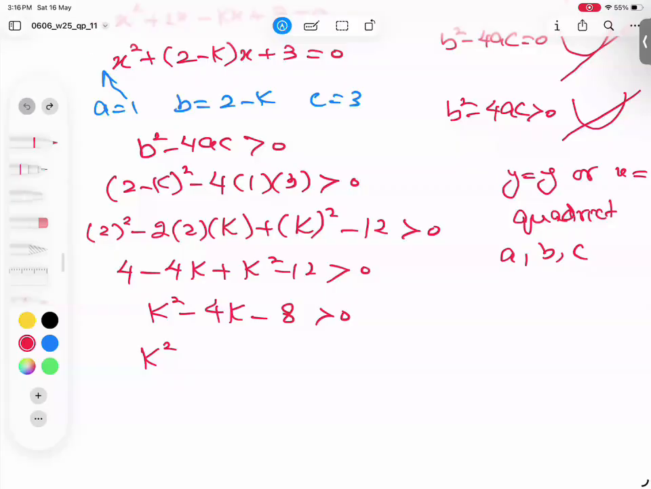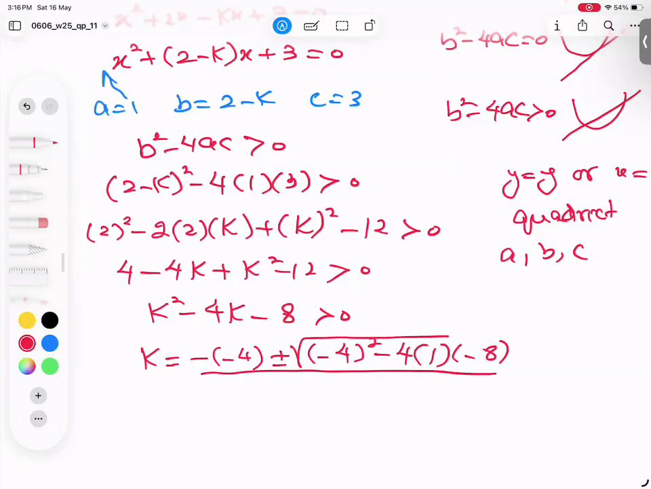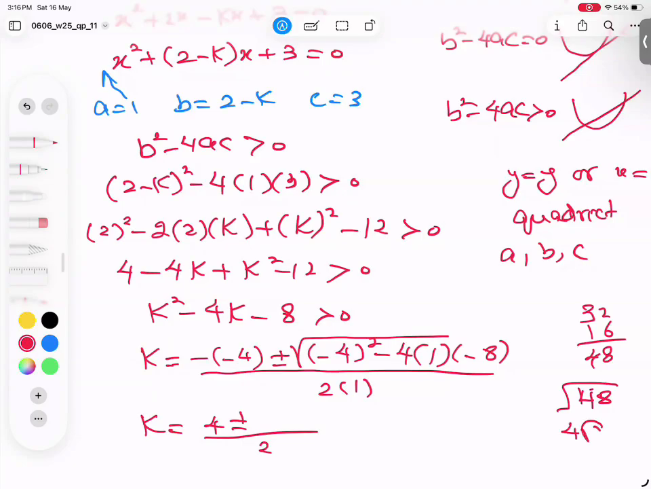So it means factorization is not possible. We'll go for the quadratic formula. The formula is negative b plus or minus the square root of b squared minus 4ac, for a and c. So this I'm getting 4. Here 2, so 32 plus 16. I'm getting 48 here. So root 48 is 4 root 3.